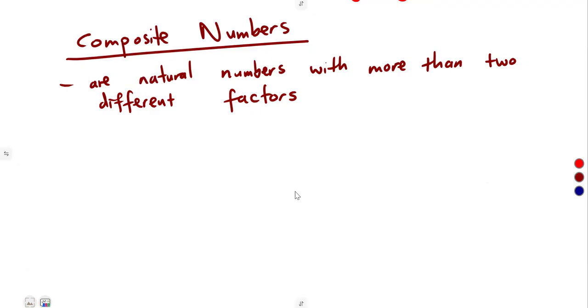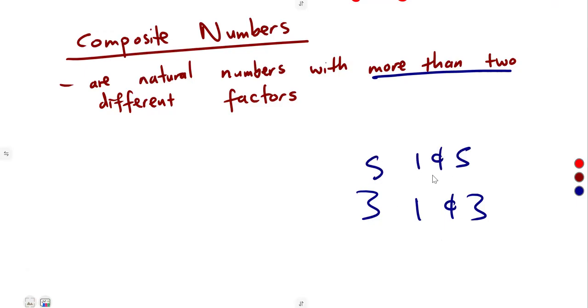So we cannot say 2 is a composite, because we only have the factors 1 and 2. Here we are saying more than two. So we cannot say that. 3 has just 1 and 3. 5 is just 1 and 5, too. These numbers that have just two factors have their own properties, and they are referred to as prime numbers. So the opposite is composite.